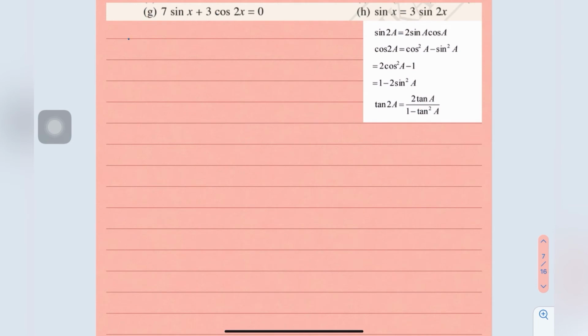Question G. 7 sin x + 3 cos 2x = 0. First of all, you have to make it uniform. Now we have a single angle and a double angle, so it's not uniform.